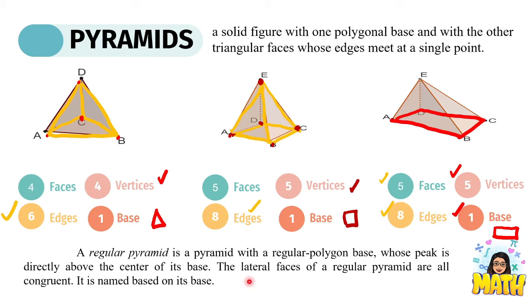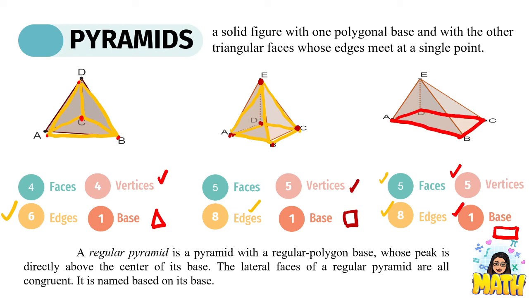And then, the lateral faces of a regular pyramid are all congruent. So, kapag regular yung pinaka-base niya dahil all sides are equal, magkakataon din na lahat ng lateral faces ay congruent triangles din. Okay? And then, it is named based on its base.